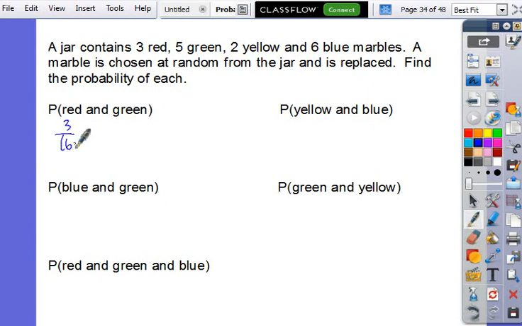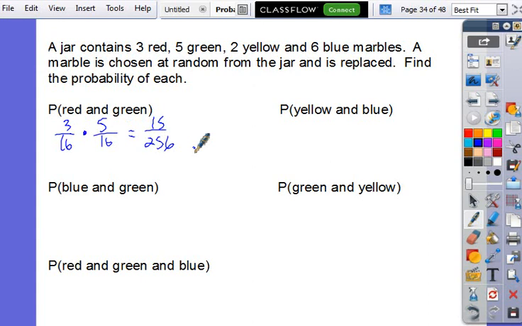I know and means times. And since I'm replacing it, my bottom number is going to stay 16. How many are green? 5. 5 times 3 is 15, so it'll be 15 over 16 times 16. You have to multiply the top and multiply the bottom. You've got the calculator, so just type it in there, and then simplify that if it can be.